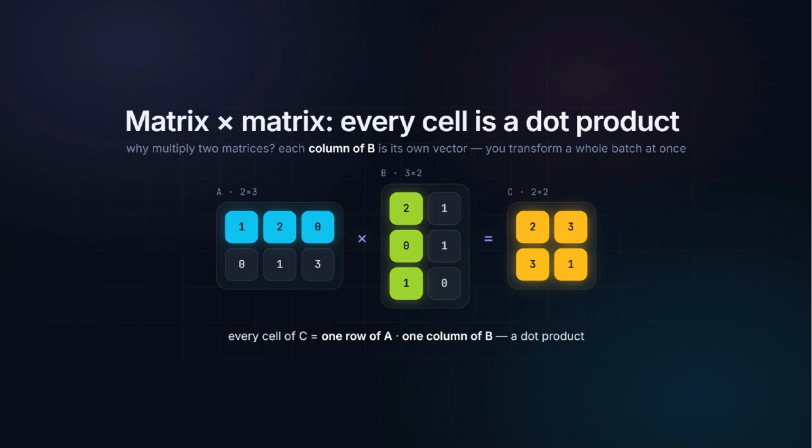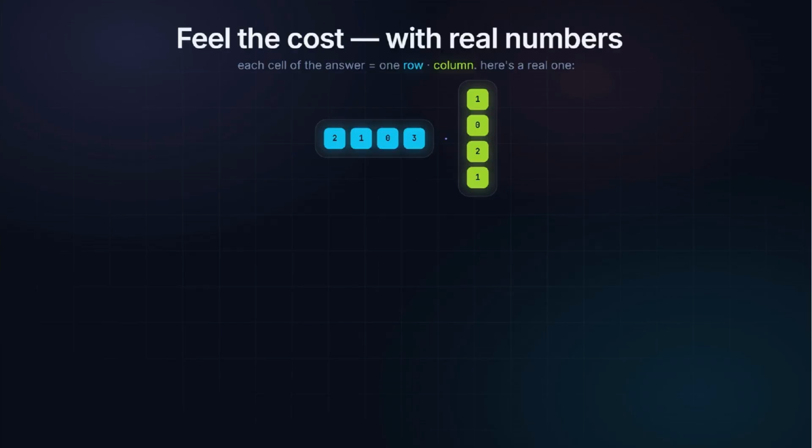Every cell of the answer is one dot product, a row from the left, a column from the right, same move, repeated across the grid. Let's actually feel the cost. Each cell of the answer is one row, dotted with one column.